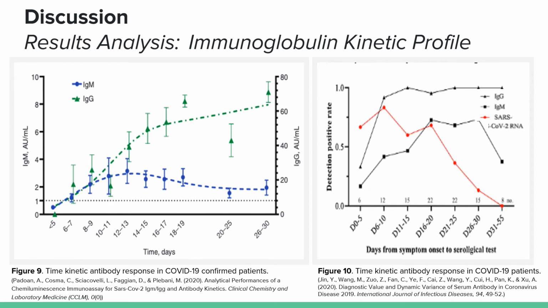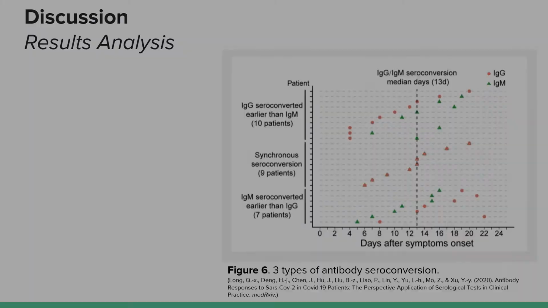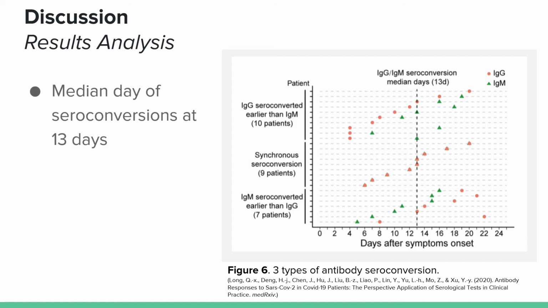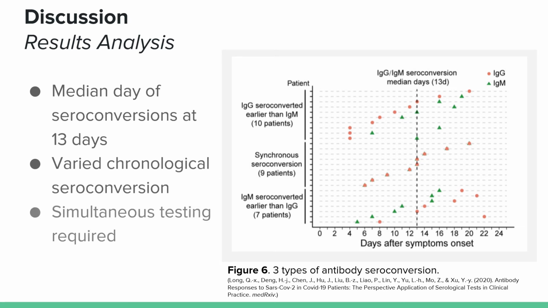These findings indicate conclusive exclusion of COVID-19 diagnosis if antibody profiles are undetectable 20 days subsequent to symptom onset. The longitudinal seroconversion profiles of immunoglobulin G and M antibodies show 100% of patients achieved seroconversion at a median of 13 days. Similar to SARS and MERS, there is no statistically significant chronological order of seroconversion, supporting the simultaneous testing of immunoglobulin seroconversion in COVID-19 diagnosis.